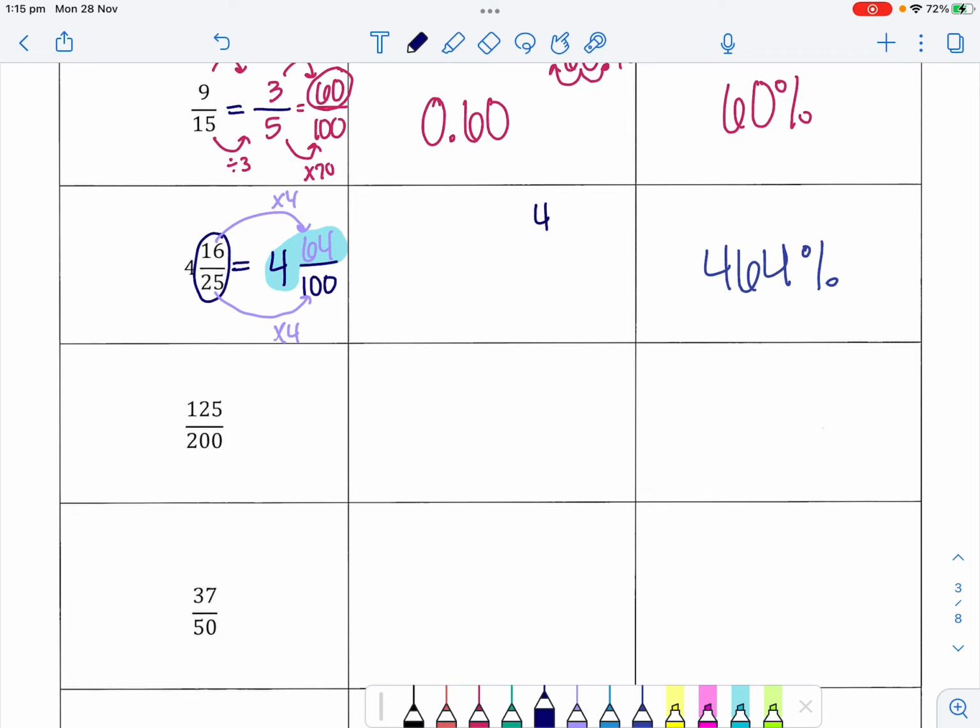So now I'm going to take that 464%. My decimal is still at the end. And when I divide by 100 or move that decimal 2 places to the left, this is really important. I'm not going all the way to the front of the number. That's too many jumps. I need to go 1, 2 places. So this is going to be 4.64 as my decimal.